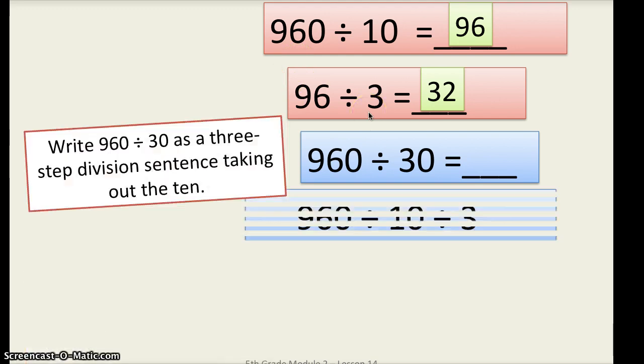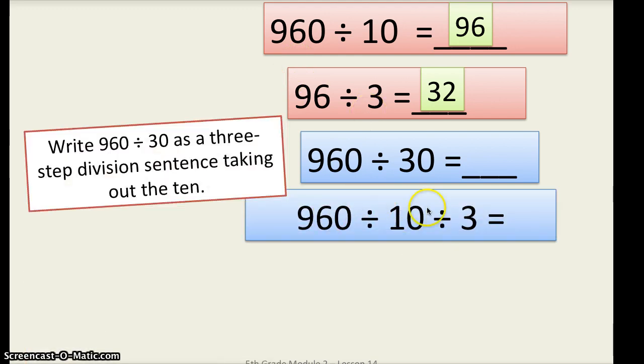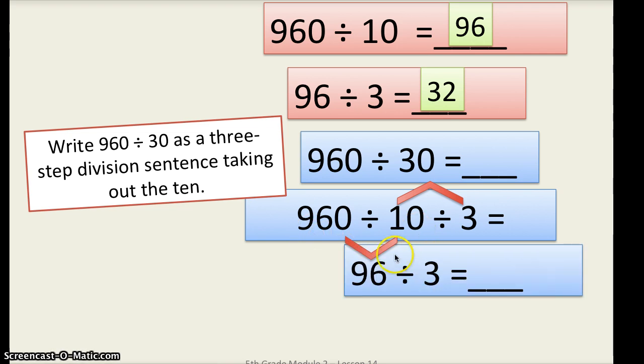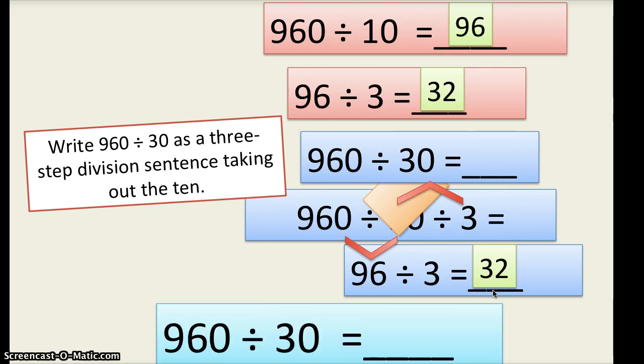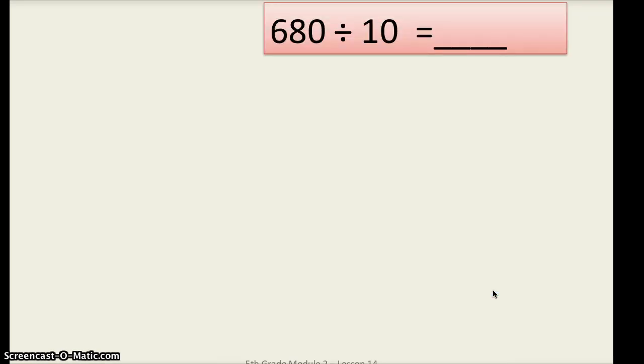So 96 divided by 30 equals 32, because I divided it by 10 and divided it by 3. So here it is, my 3-step division problem. I'm breaking apart this 30 into a 10 and a 3. And so 960 divided by 10, we said is 96, divided by 3. So my final answer is 32. Okay, one more.